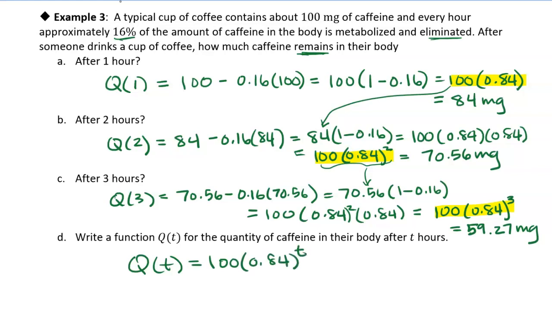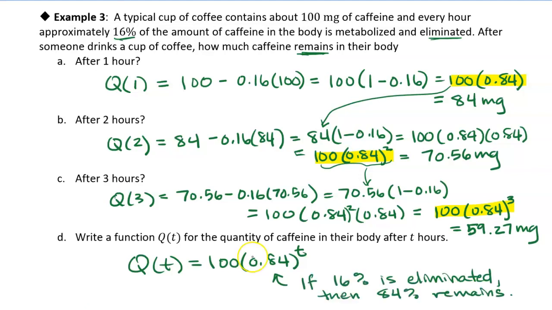to the t. The thing to watch out for in this problem is that 16% is being eliminated, and we want to know how much remains. So if 16% is eliminated, then 84% remains, and that's why we're multiplying by 84%. All right, so that's our function, and I will meet you in the next video.